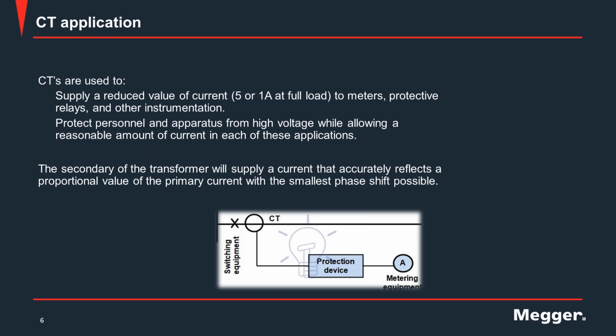Normally, in some CTs, we have two different cores. We have the metering core and we have the protection core. In this example, as you can see in this diagram, this is just one CT, but it has two different cores. The protection core is where the relay is connected, and the metering core is where the meter is connected. So again, we have two types of CTs, the metering and protection.